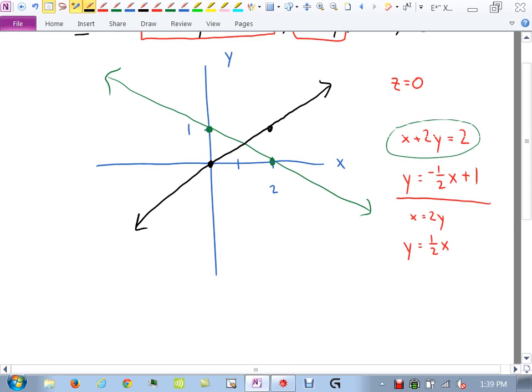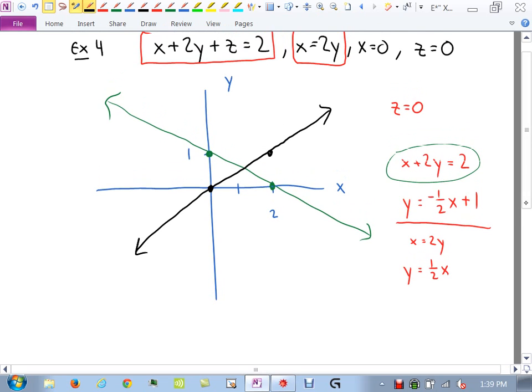Pretty good. That worked out. What's that? Are they? You tell me. Are these slopes negative reciprocals? No. So they're not. If this slope would have to be what in order for those to be orthogonal? 2.